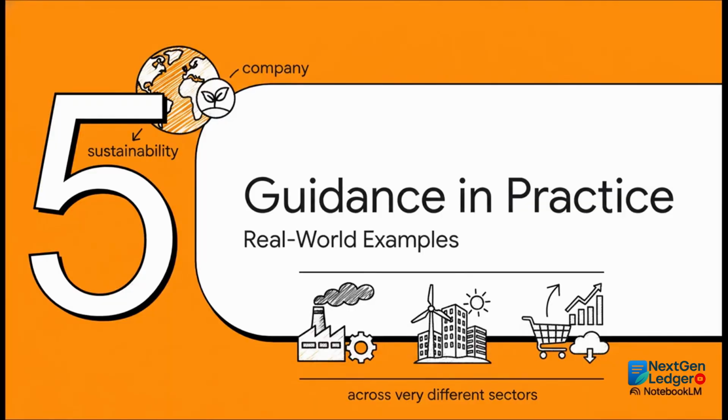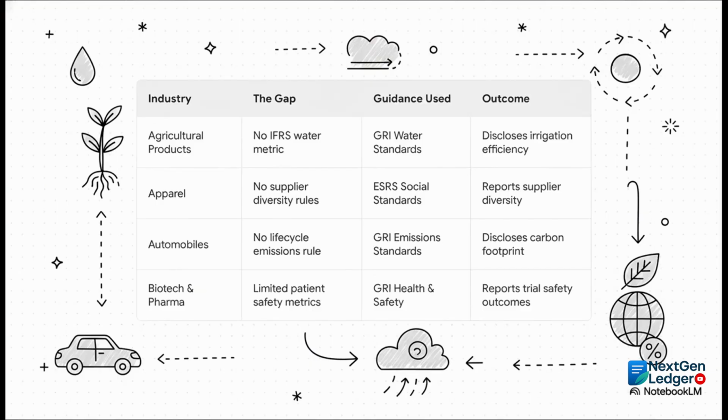Okay, last section, Section 5, putting guidance into practice. So why does all this matter for you? Well, let's look at how this guidance is already being applied out in the real world across different industries. This table just lays it out perfectly. I mean, look at agricultural products. There's no specific IFRS metric for water use, so what do they do? They use the GRI water standards to talk about irrigation efficiency.